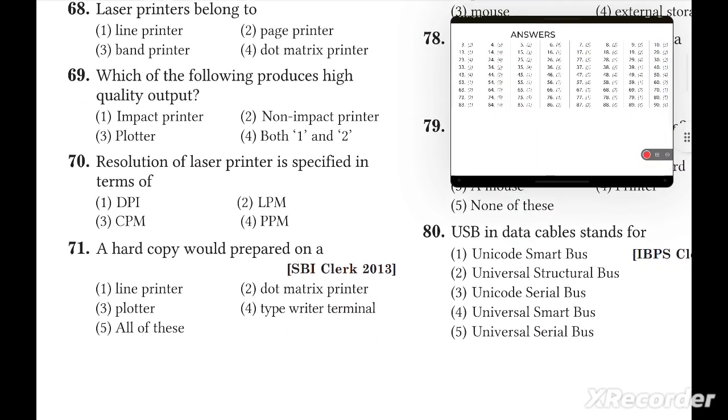Next question, which of the following produces high quality output? First, impact printer. Second, non-impact printer. Third, plotter. Fourth, both first and second. The correct answer is second, non-impact printer.